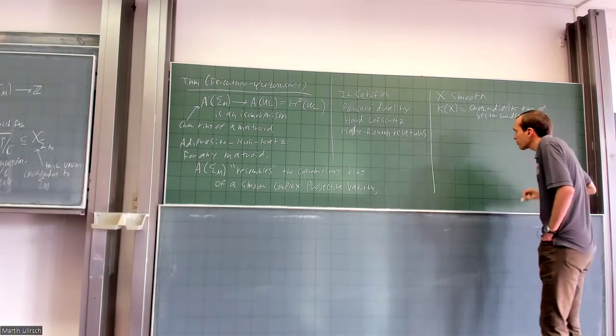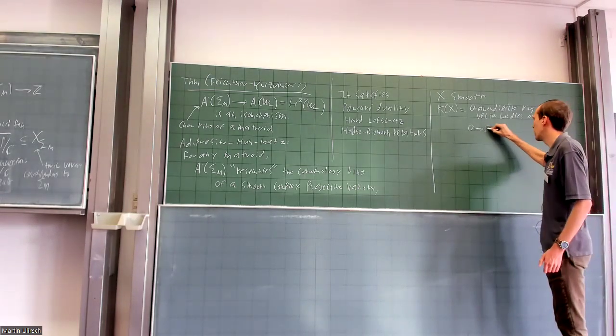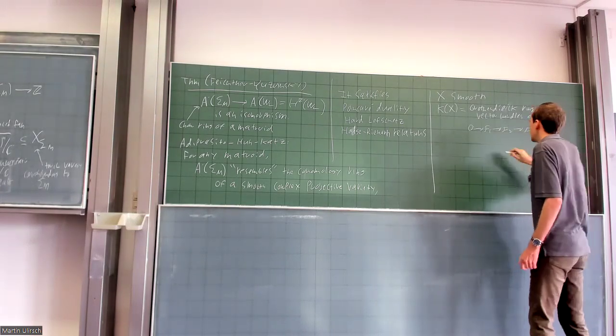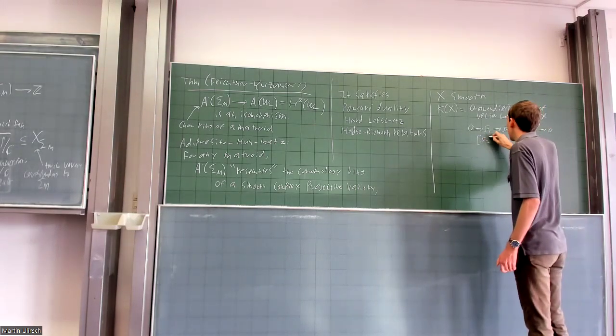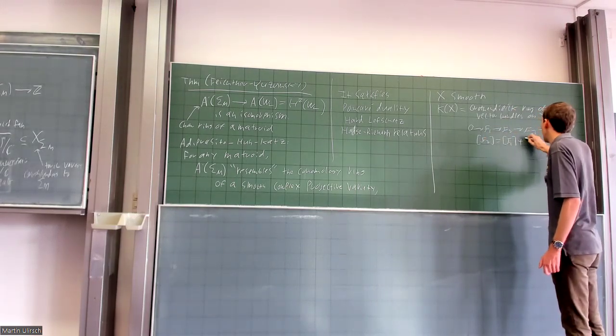On X. Okay. So what that means is that it has a generator for each vector bundle on X, and there's a relation for each short exact sequence of vector bundles. So you split the short exact sequence. If you have 0 goes to F1, goes to F2, goes to F3, then you set the class of F2 equal to the class of F1 plus the class of F3.